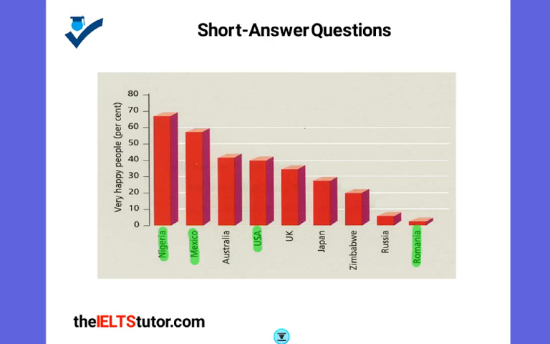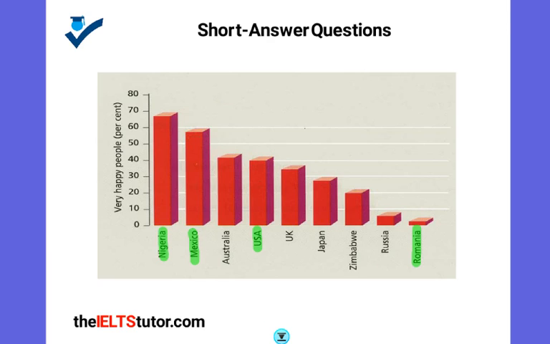Okay, so what can you see, or what comparisons can you make about the two countries? So for a start, we can say that the USA has a lower percentage of very happy people than Mexico. Okay, so that's quite obvious. You can see from the levels there. Mexico over here and the USA over here.